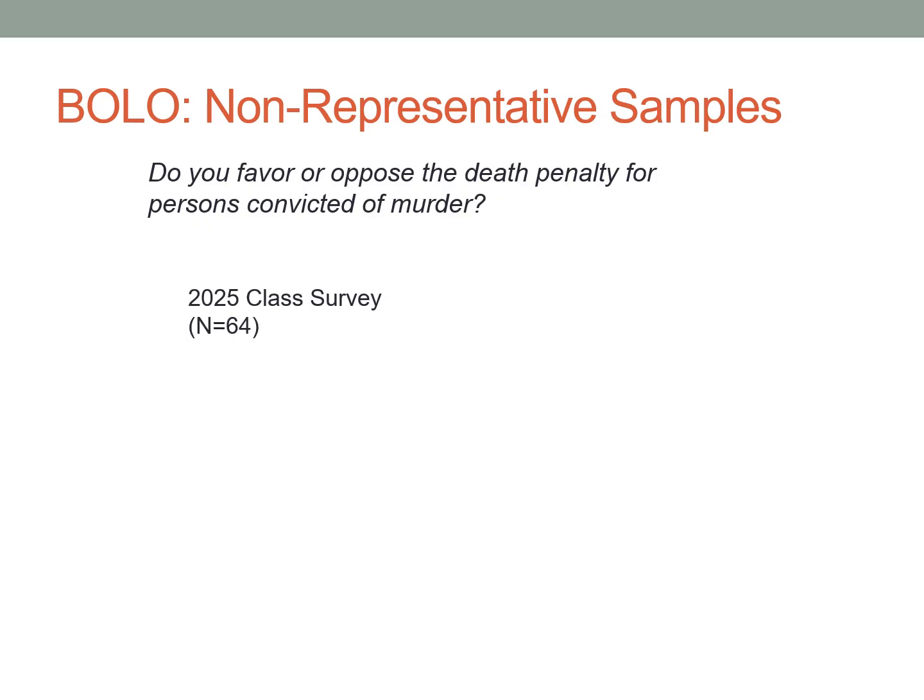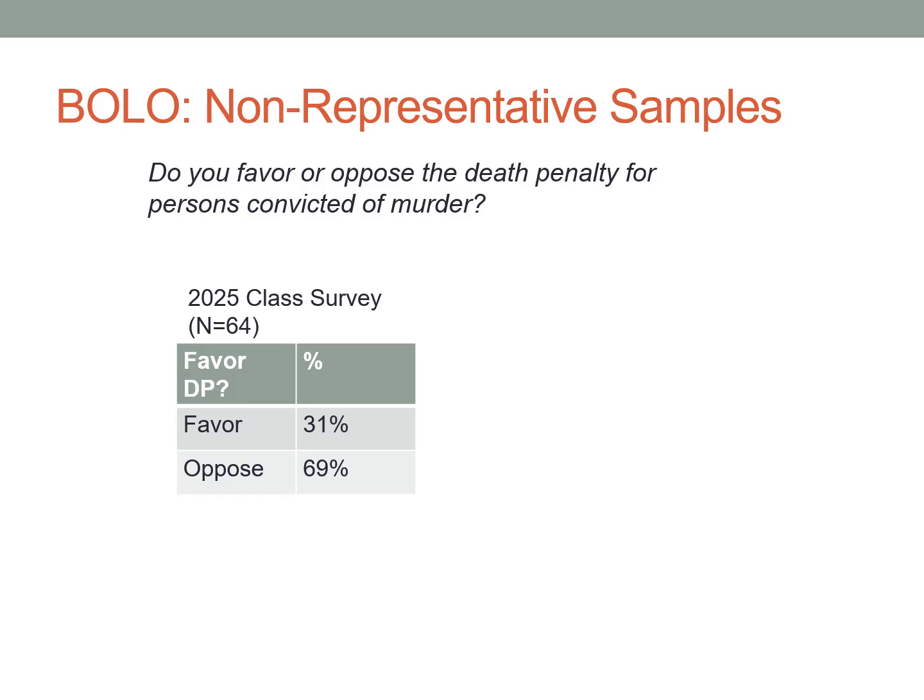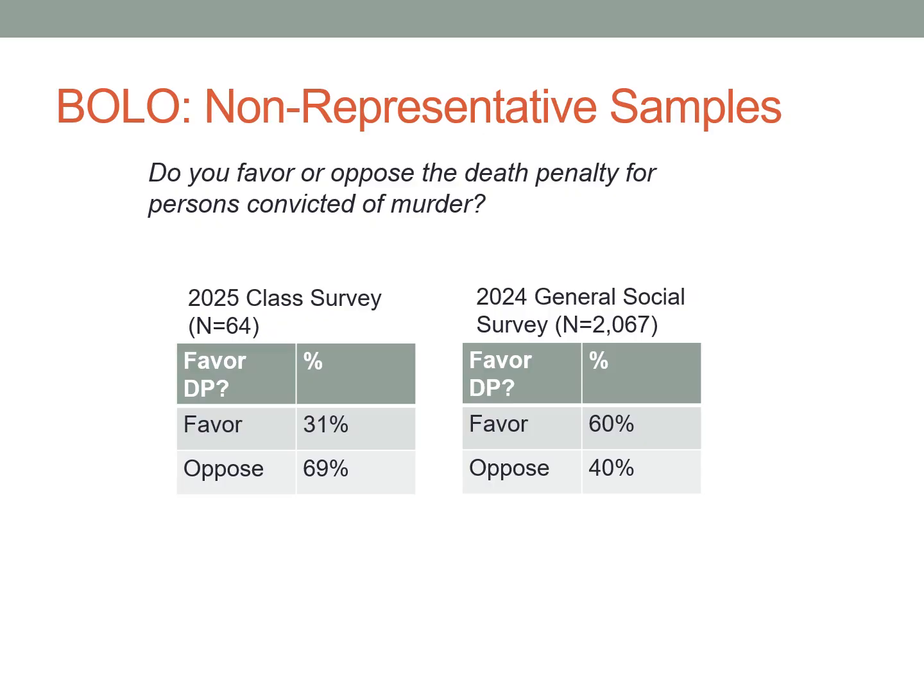In the class survey, we had a sample size of 64 and a breakdown that looks like this. In the class this semester, 69% opposed the death penalty, while 31% favored the death penalty. And if this was the only data I collected, my reasonable conclusion would be that most people oppose the death penalty. The issue, though, is that this is not a representative sample of the US overall. If we compare it to a very strong representative sample of the US overall, we see that our conclusion should be flipped around entirely. If you ask people in the US overall whether they favor or oppose the death penalty, we'll see that about 60% favor while about 40% oppose.